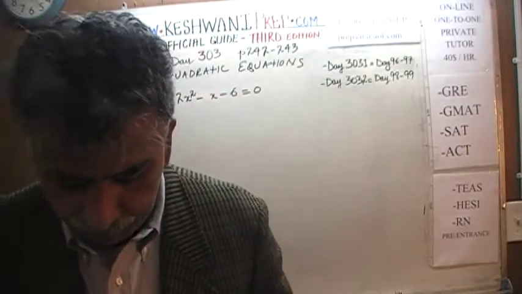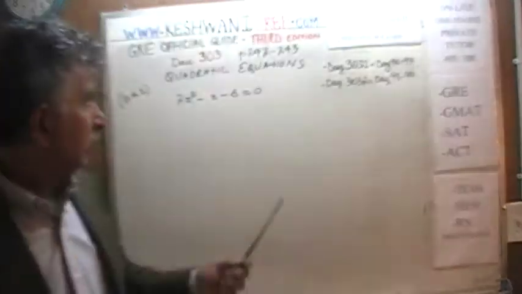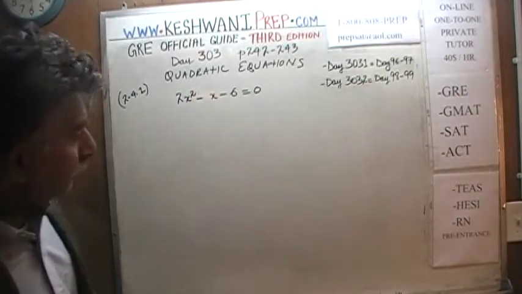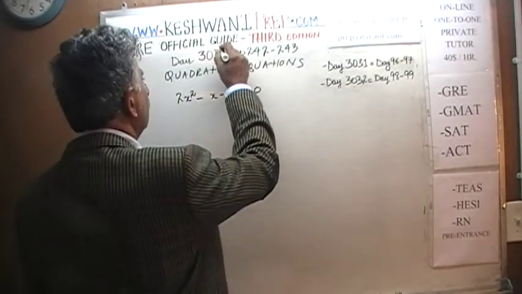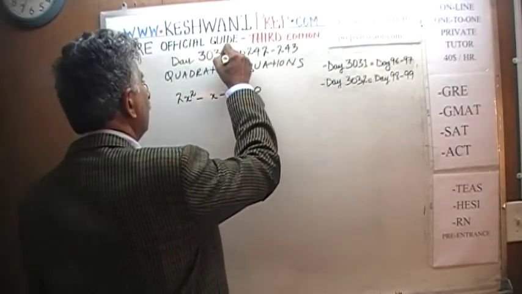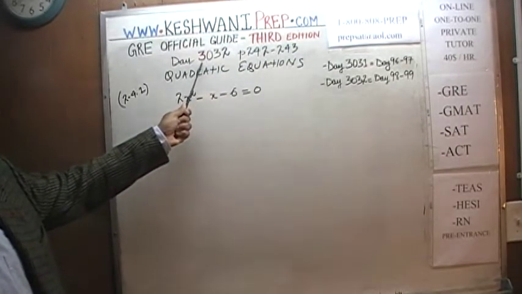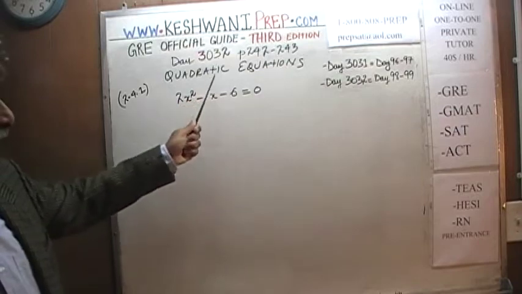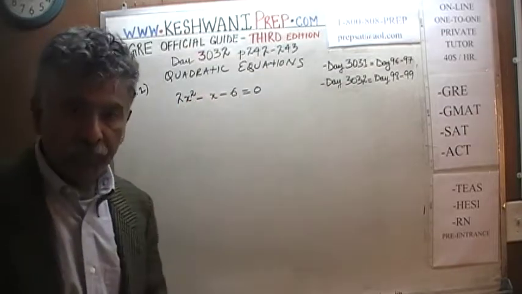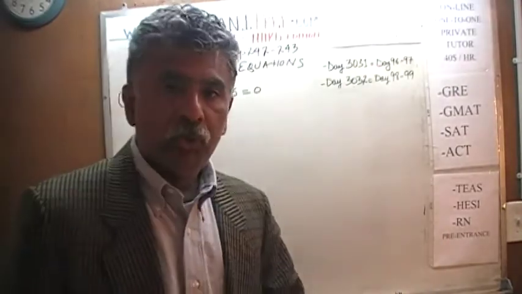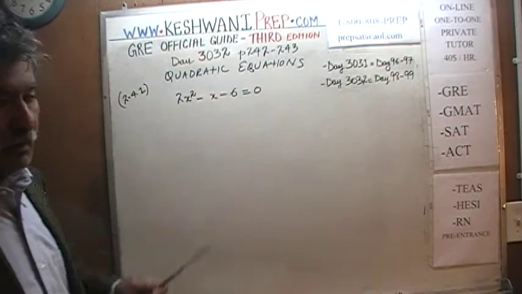Today is our lesson number 32. Day 32, 3032, the 3 signifies that we are in the third edition, day number 32, and we are on page number 242. Make sure the book is in front of you and turn to page number 242. On page 242, you will see that we are dealing with quadratic equations.